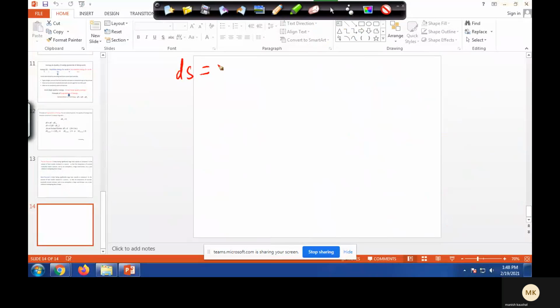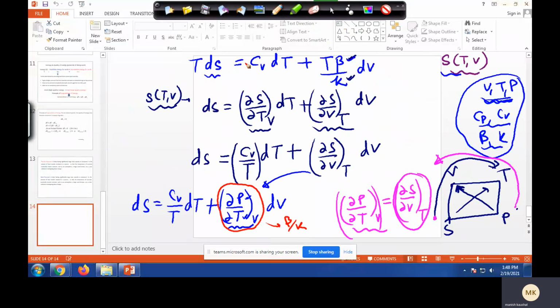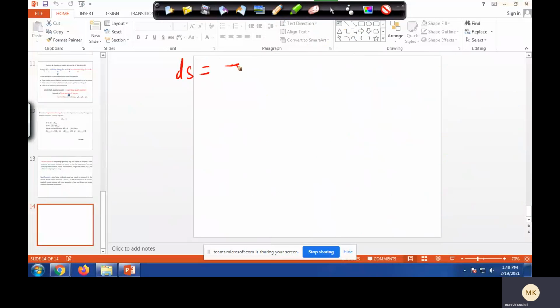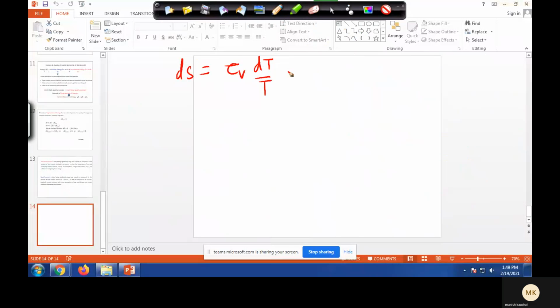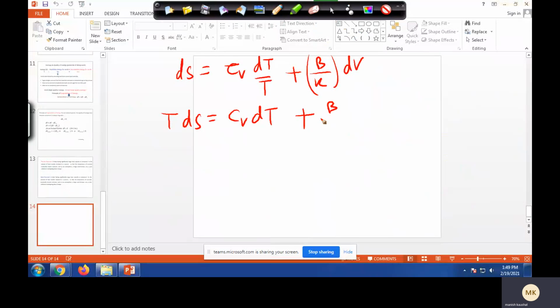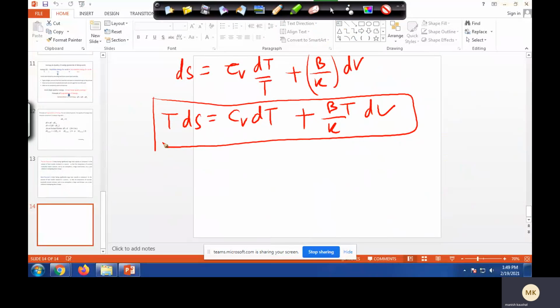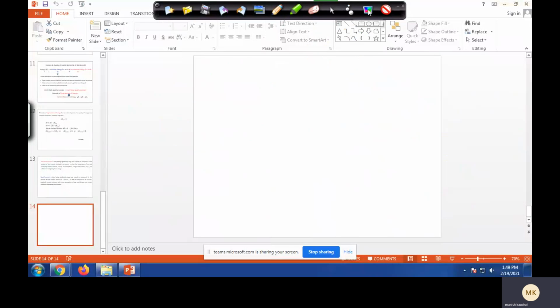Right now what we have, just check: dS is equal to Cv dT by T, and then beta by kappa dV. So if we multiply with T, we get T dS is equal to Cv dT plus beta by kappa T dV. That's how you can get it. Similarly, you can try; I'm giving you this as a home assignment.